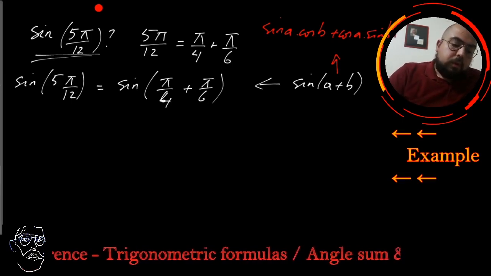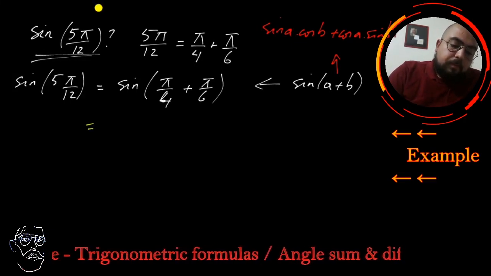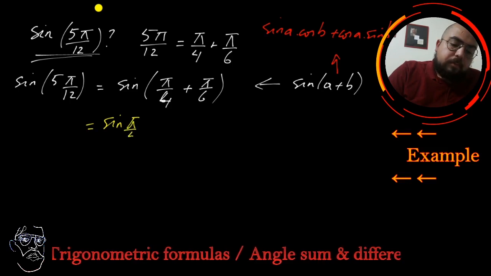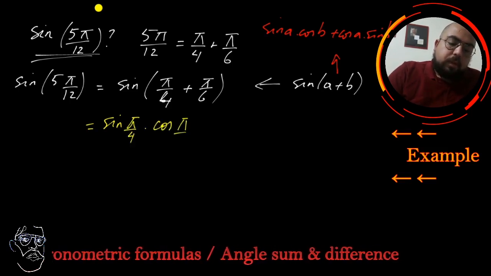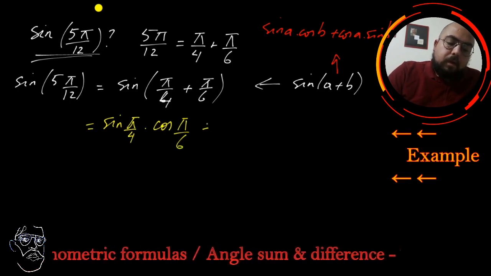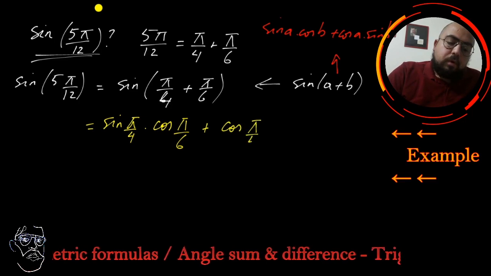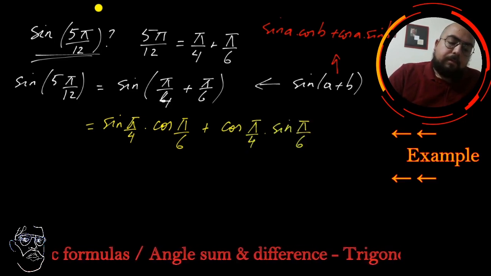So I'm going to use it in order to calculate. So it will be sine of pi over 4 times cosine of pi over 6 plus cosine of pi over 4 times sine of pi over 6.